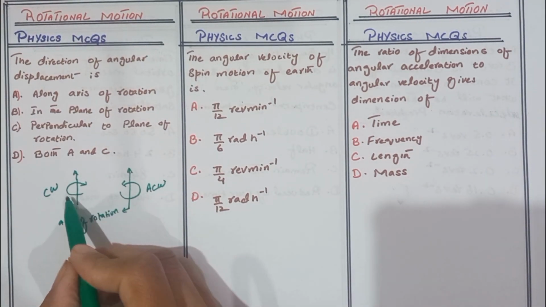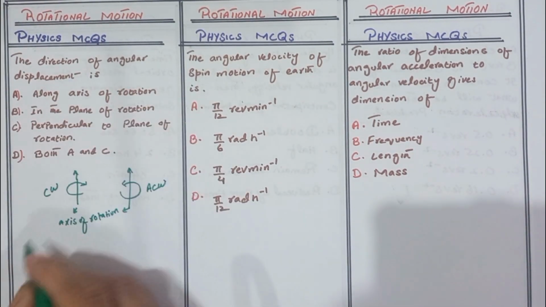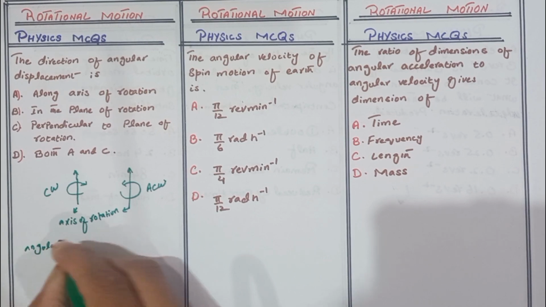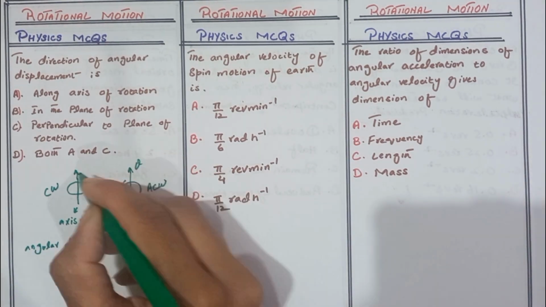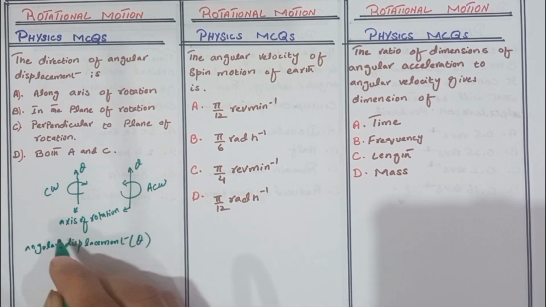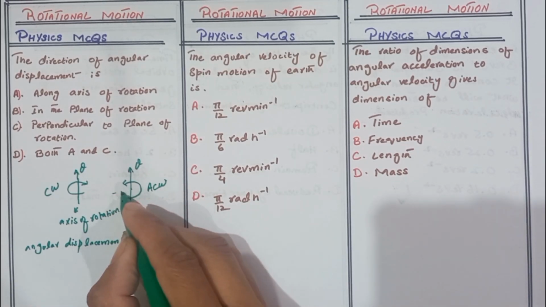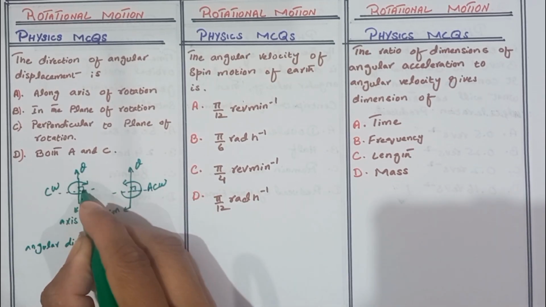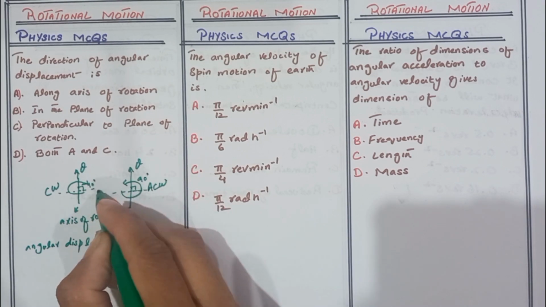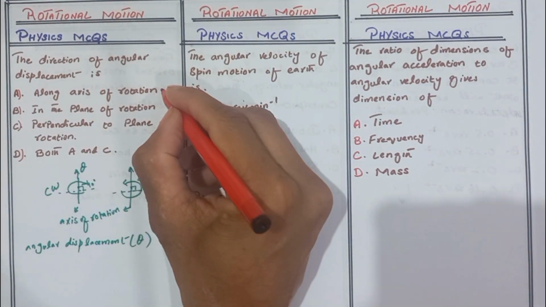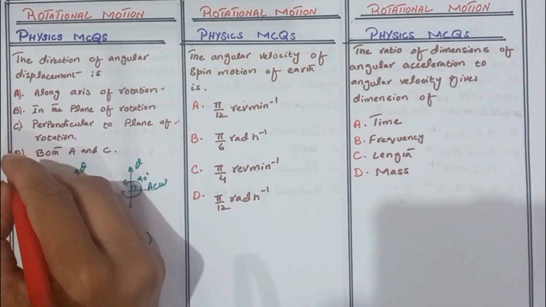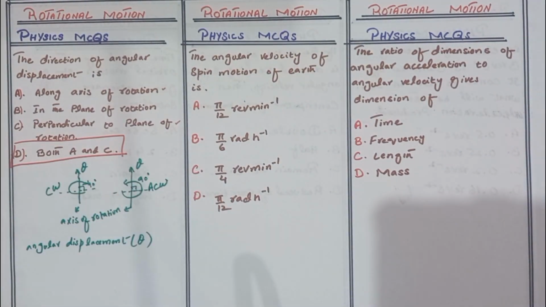If the object is moving clockwise or anti-clockwise, the direction of angular displacement, that is denoted by theta, is along the axis of rotation, or we can say that it is perpendicular to the plane of rotation, that is, it makes an angle of 90 degrees with the plane of rotation. So both options are correct: along the axis of rotation and perpendicular to the plane of rotation. So our option is both A and C.